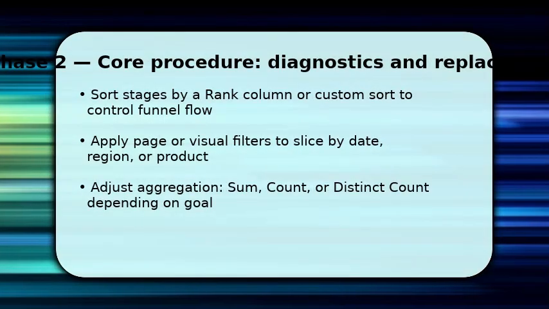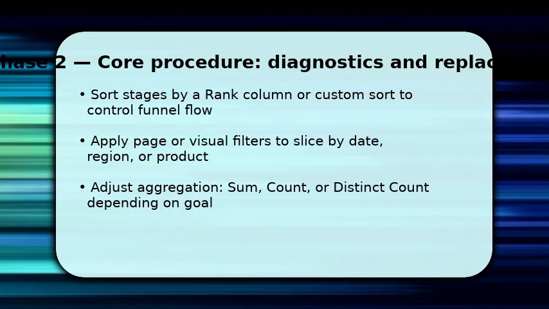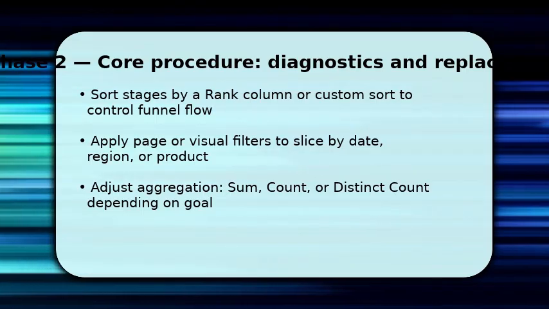Now you control how the funnel flows. Add a rank or numeric sort column and set stage to use that custom sort so segments proceed logically. Once sorted, apply visual level filters for date ranges, regions, or product lines. This keeps the funnel focused.